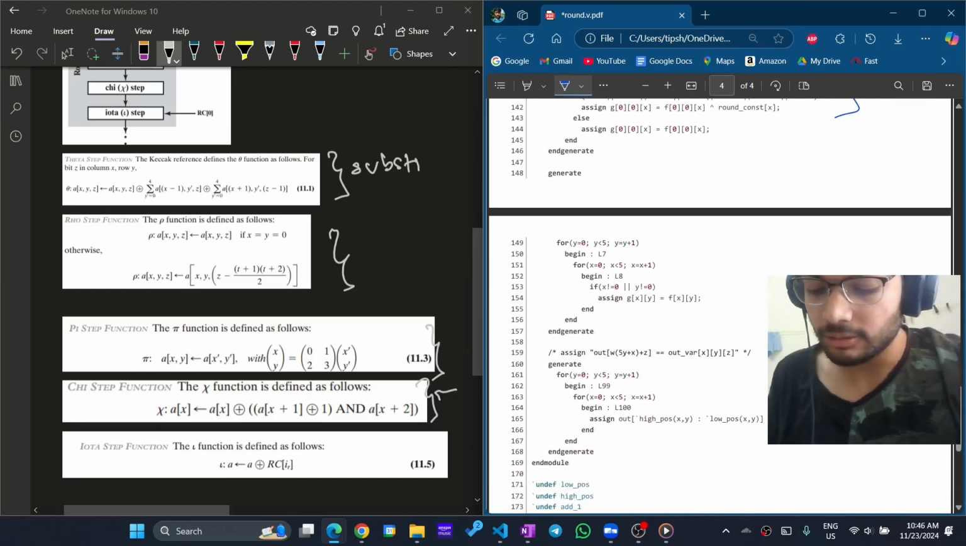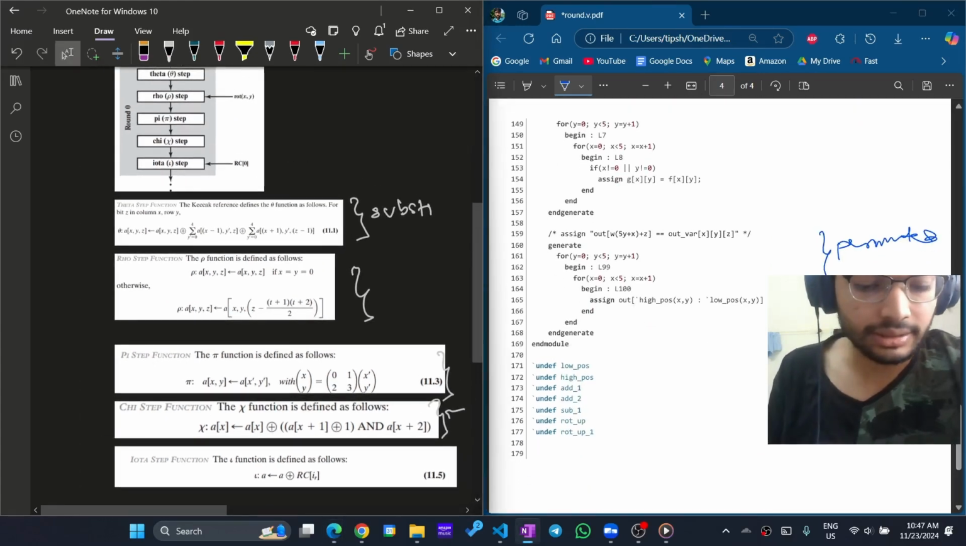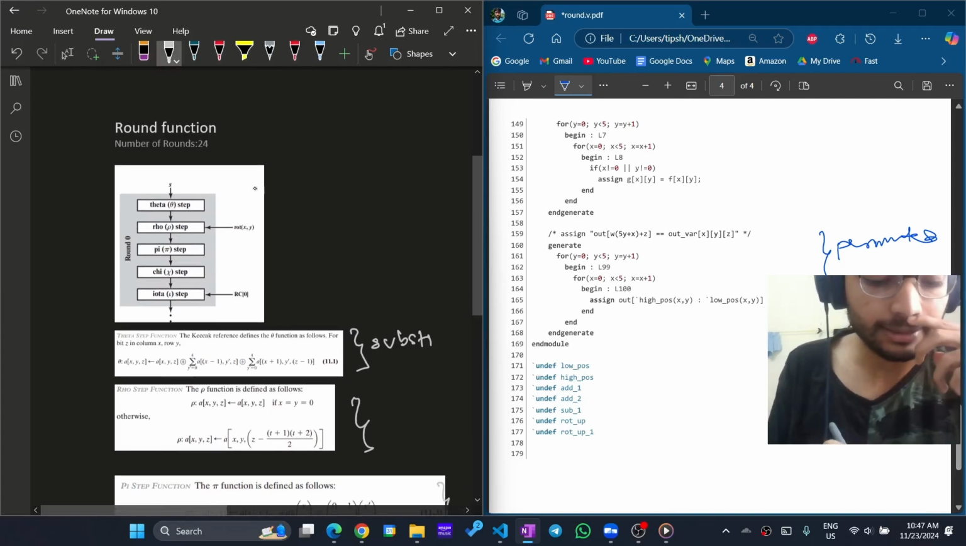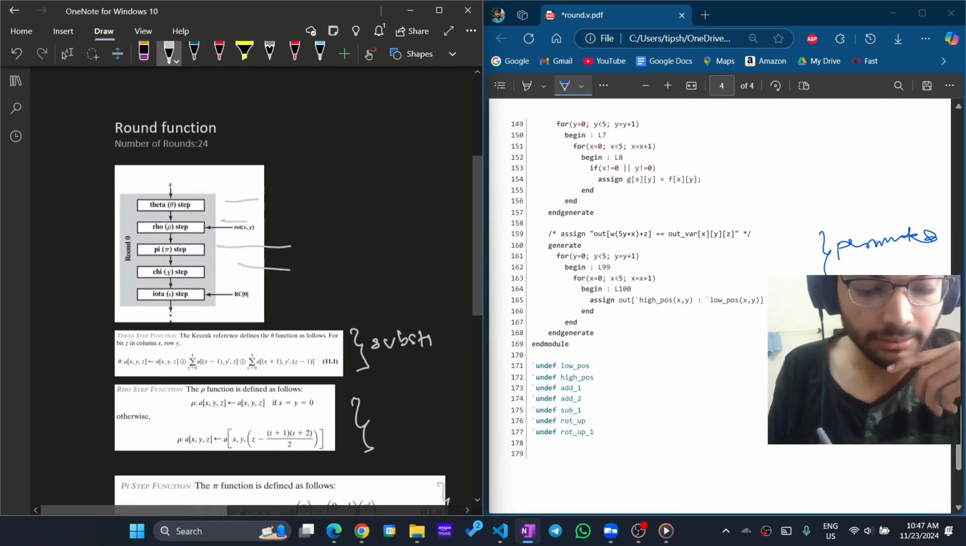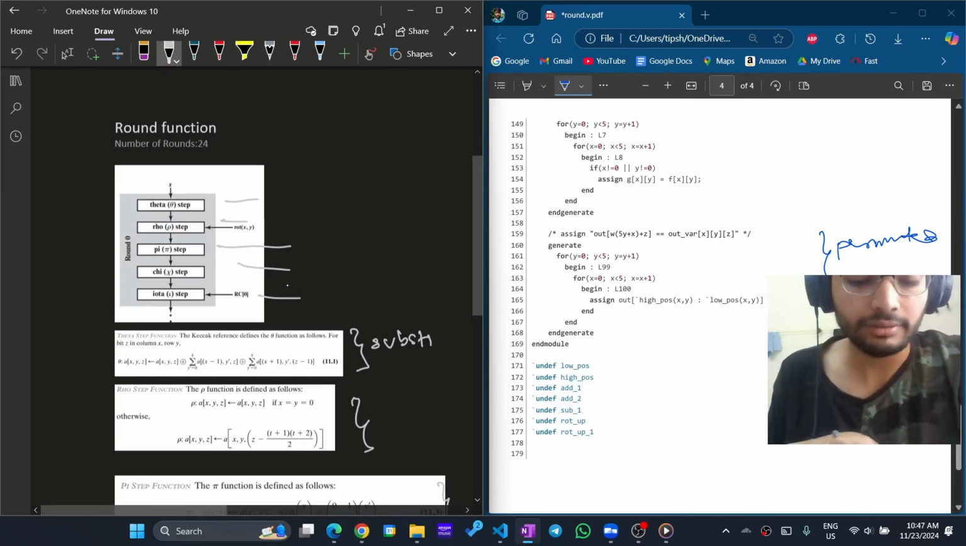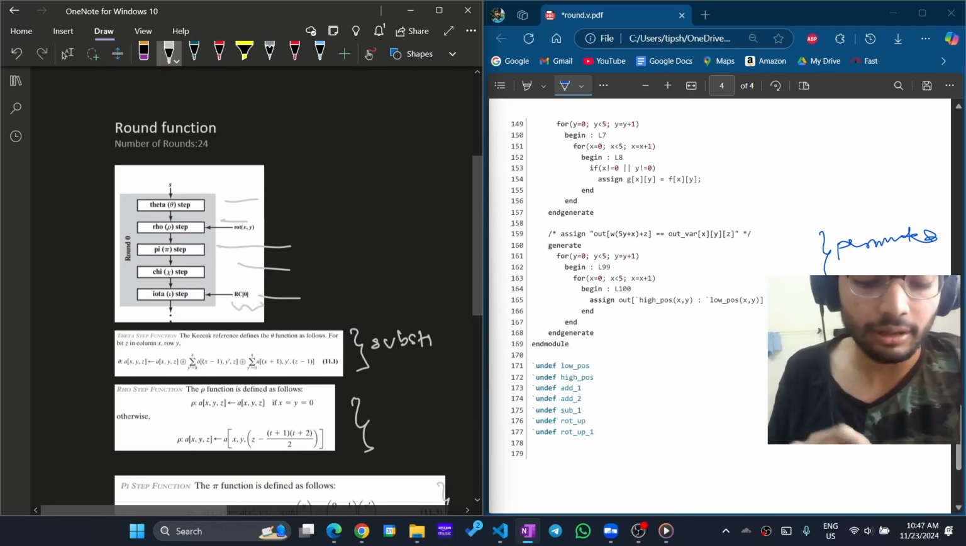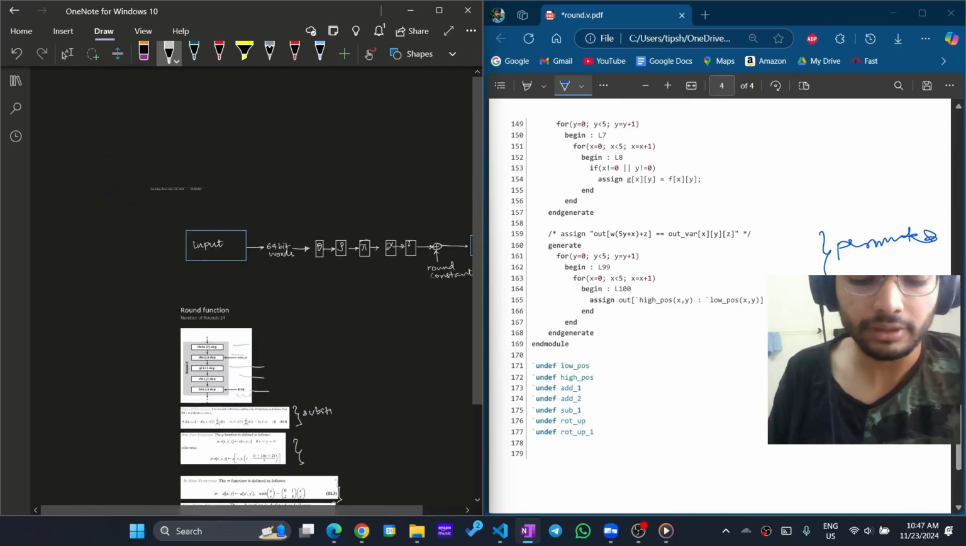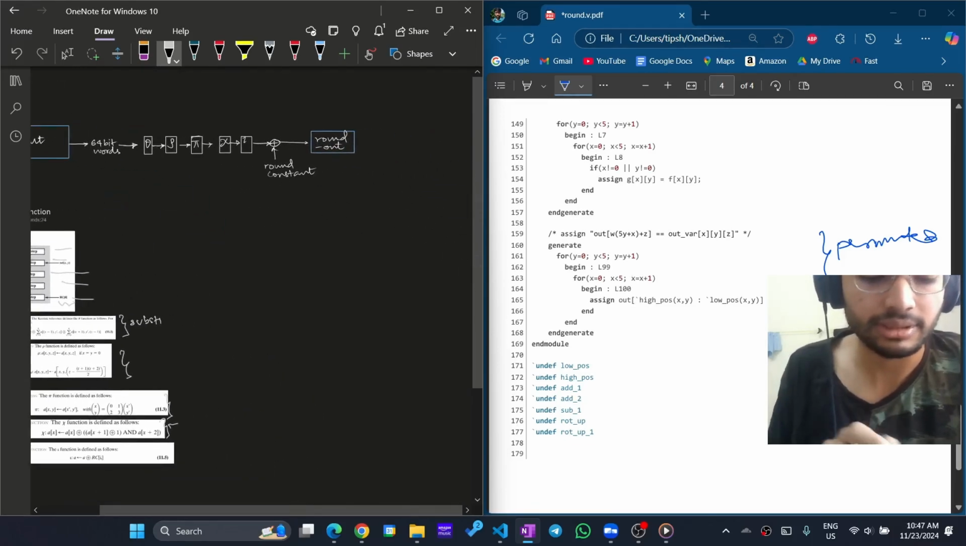And then the output is all again permuted, and it is outputted again. And this is the flow of the round function. First theta, then rho, and then pi, and then comes chi, and then iota, and the input of the round constant is taken, which can be seen here similarly.